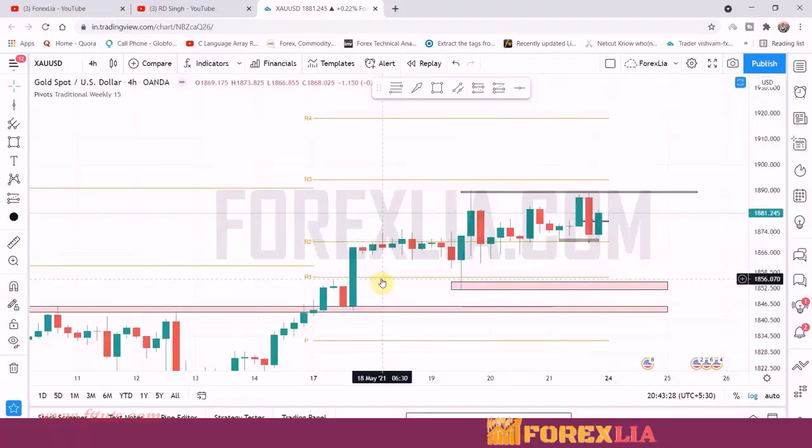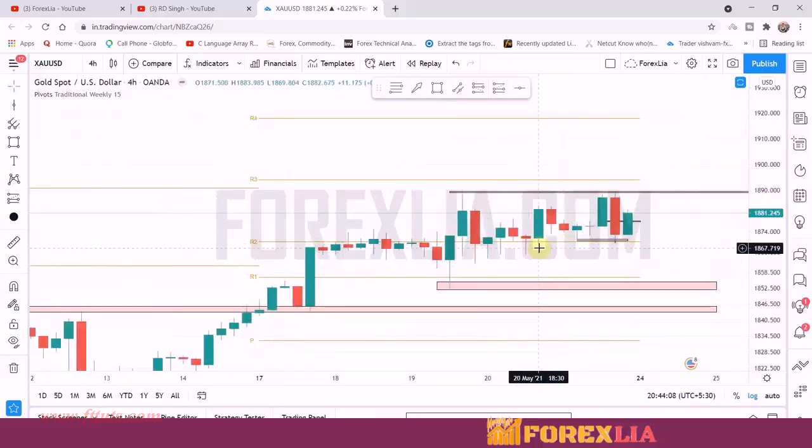So this week's level, if I want to show you, R1 at 1856. It broke it and went up to R2 at 1870. After that, where did the market come back? It came back to R1, continued again, and finally it broke this zone. It went toward R3 but did not touch R3, and then the market came back to 1870.